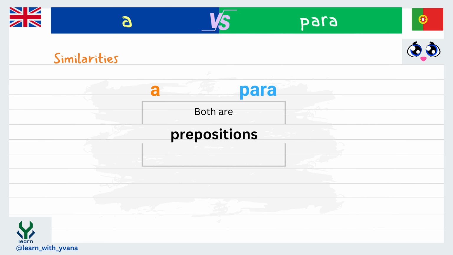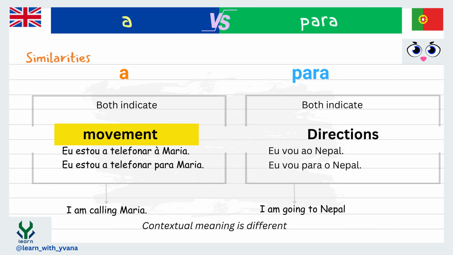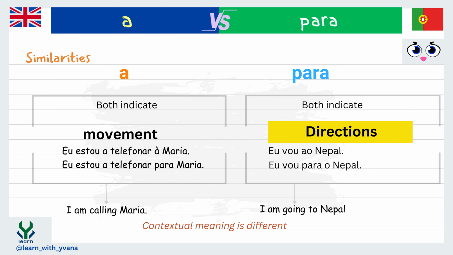Let's see some similarities first, and then we will identify the differences. The first similarity is that both are prepositions. Both indicate the movement. "Eu estou a telefonar a Maria" and "eu estou a telefonar para Maria" both suggest that at the moment I have a movement and I am talking to someone. And if we translate it into English, both have the same meaning. I am calling Maria. "Eu vou ao Nepal" and "eu vou para o Nepal" both suggest the direction, that is, direction to Nepal. If we translate it into English, both have the same meaning. I am going to Nepal.